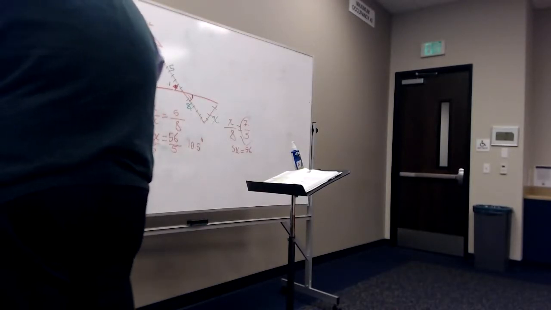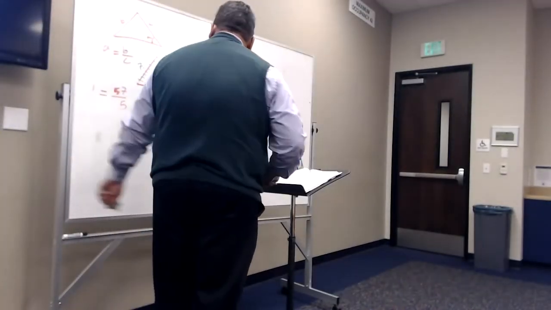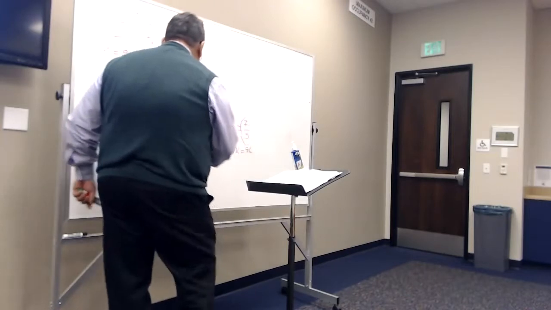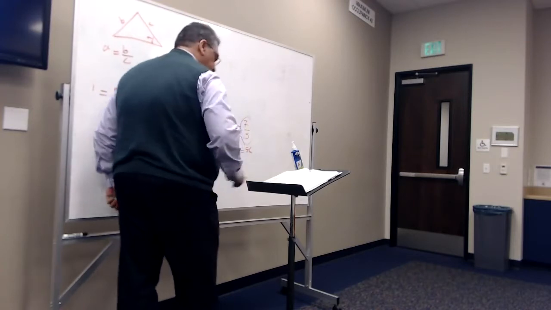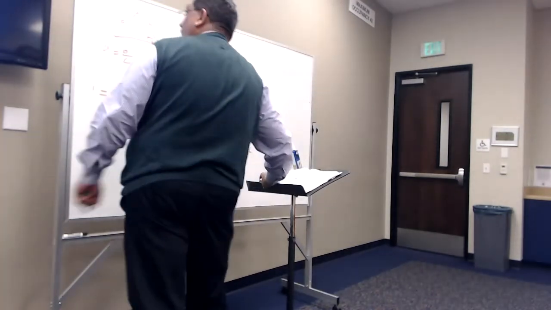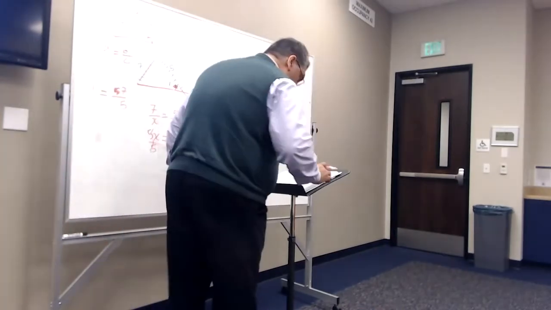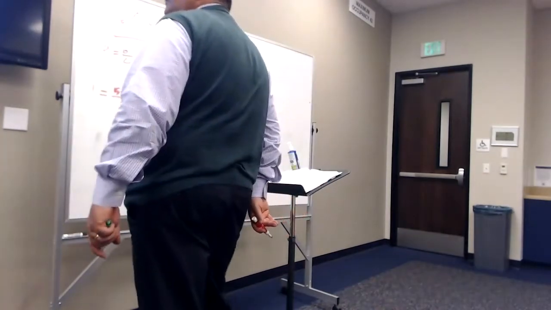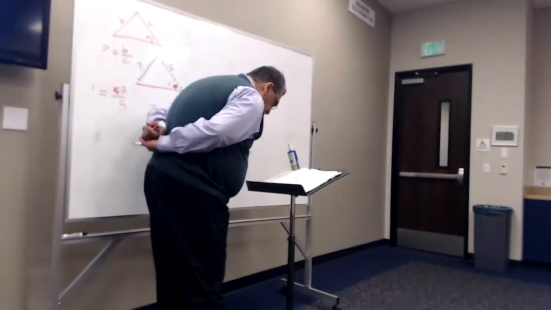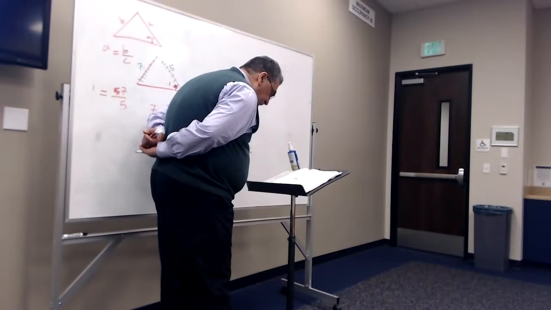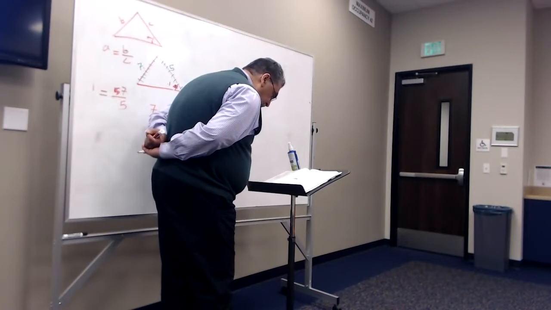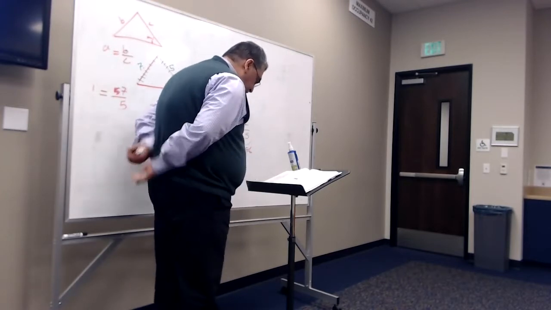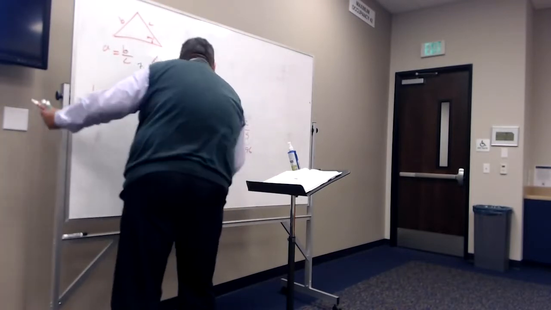Example 4. 56 divided by 5. Oh, yeah. Page 540. Example 4. Here, the man who is 6 feet tall is standing 10 feet from the base of the lamppost. The man's shadow is 4 feet long. How tall is the lamppost? That's a very good practical example.